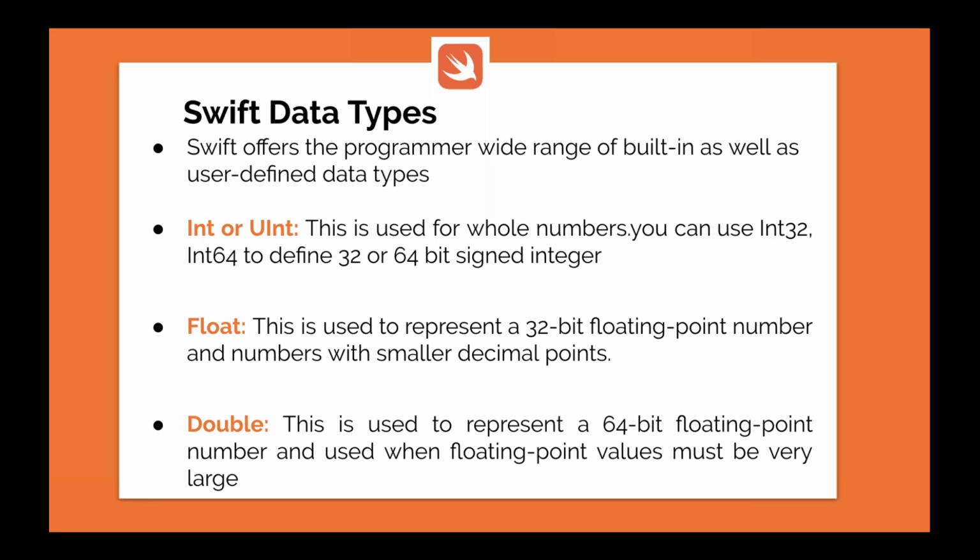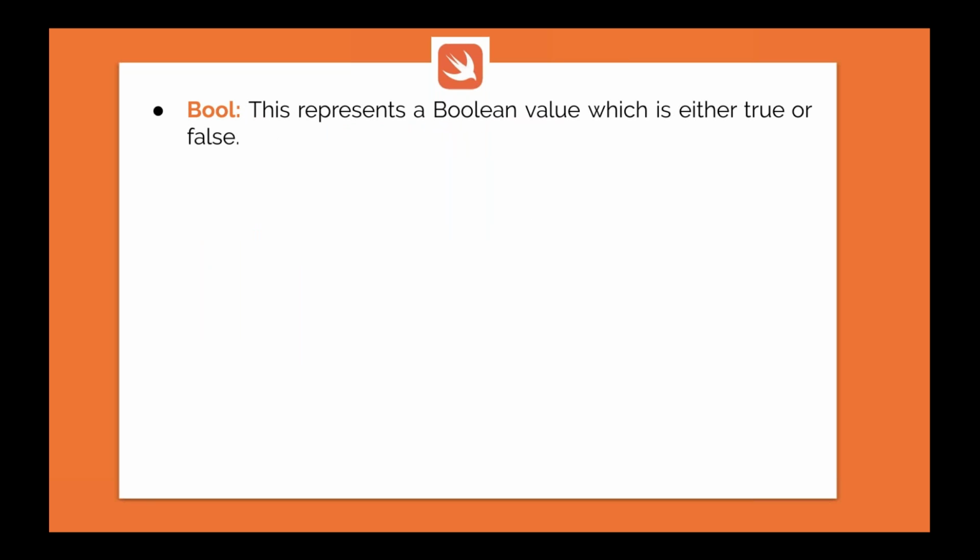Int and UInt have different variations: 8-bit, 16-bit, 32-bit, 64-bit. Float has only one variation, a 32-bit float value. Double has only one variation, 64-bit float data. Then Bool. This represents the Boolean value. Boolean value in the sense what? Either true or false. It can maintain only two values, either true or false.